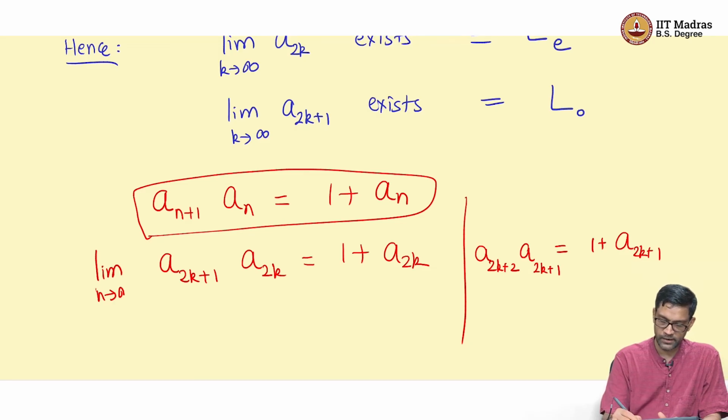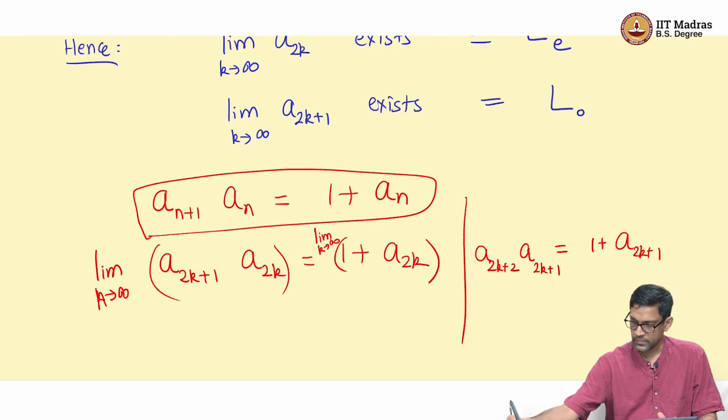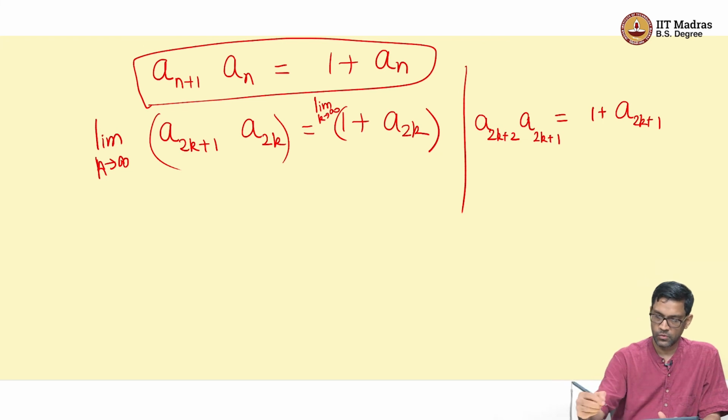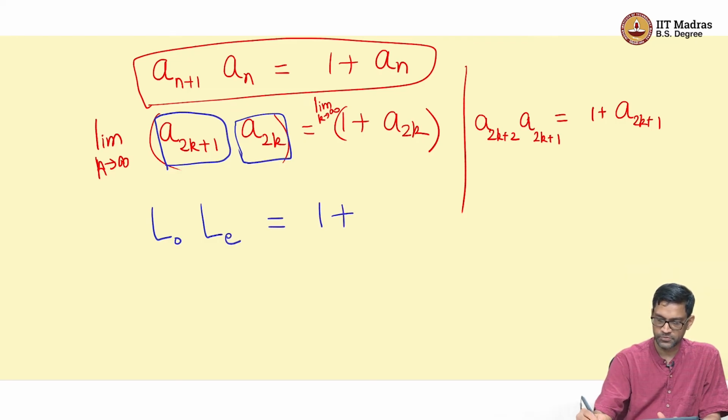We will take the limit, in this case as k goes to infinity, of this equation. Now what does that give us? It splits into two parts. The limit as k goes to infinity of the first term is L odd, the limit of the second term is L even, whereas the right hand side gives me 1 plus L even.